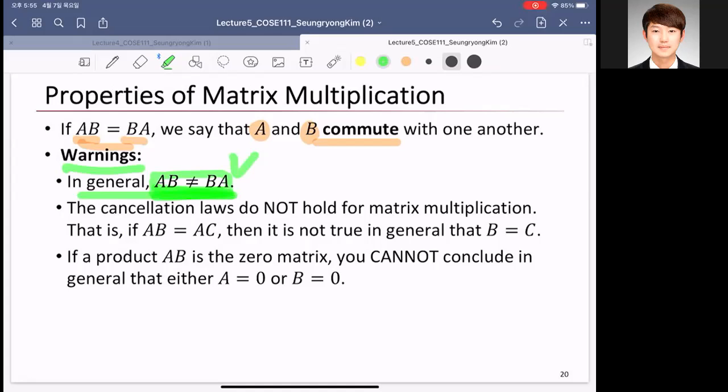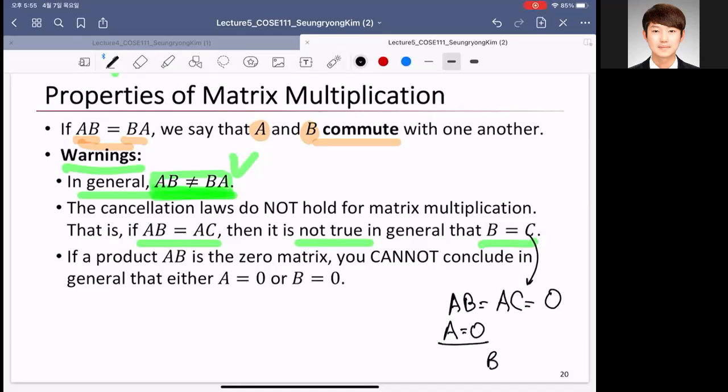And cancellation rules do not hold for matrix multiplication. That is, if AB equals AC, then it is not true in general that B is equal to C. Why? If AB equals AC and both are equal to 0, and we assume matrix A is the zero matrix, then B is not equal to C. So in general, B is not equal to C.